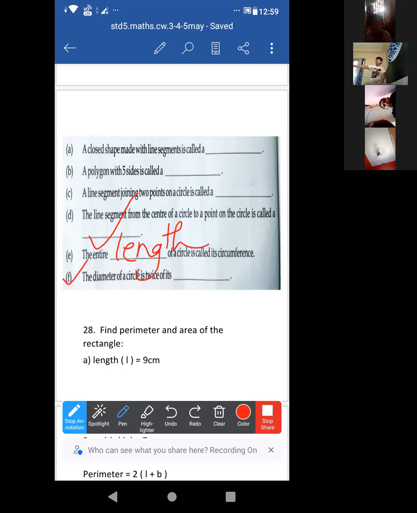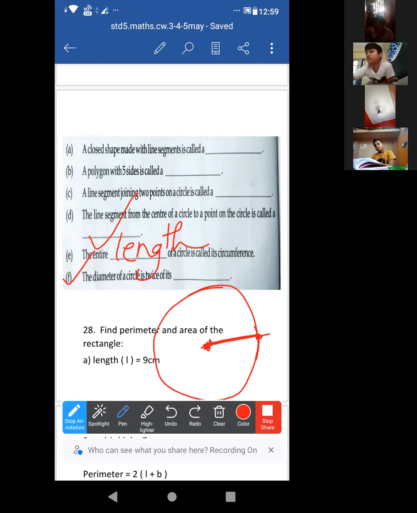Now number F. The diameter of a circle is twice of its radius. Now why twice? Look at this. Already I told you the radius means from the center we take the point on the circle. That means this is radius. Now if we double it, same way if we take this center and take the line segment to the other side up to the circle, this whole length is known as diameter. So diameter is double of radius, so twice of its radius, right?